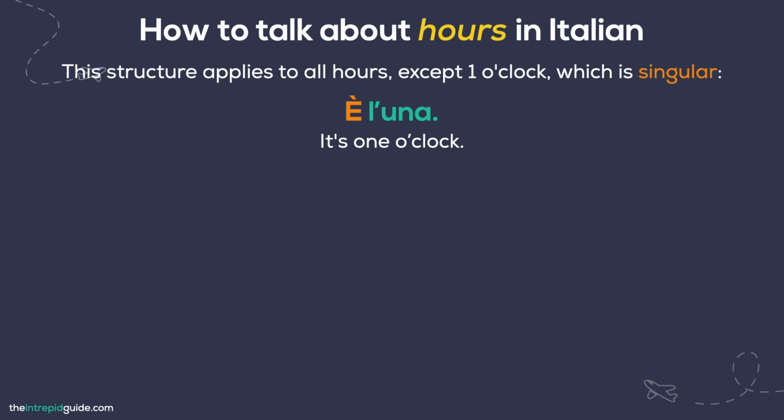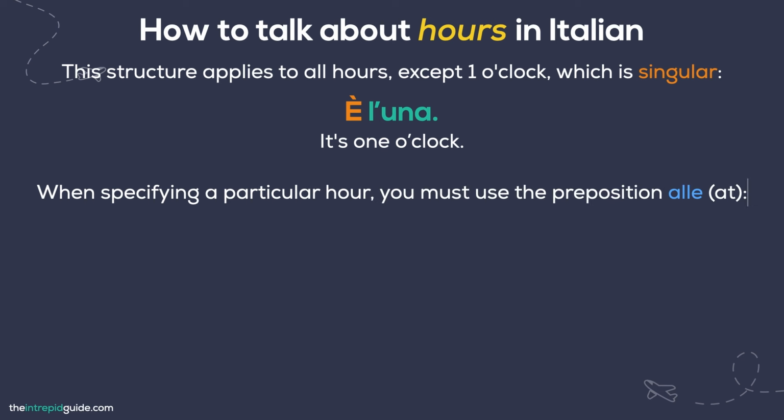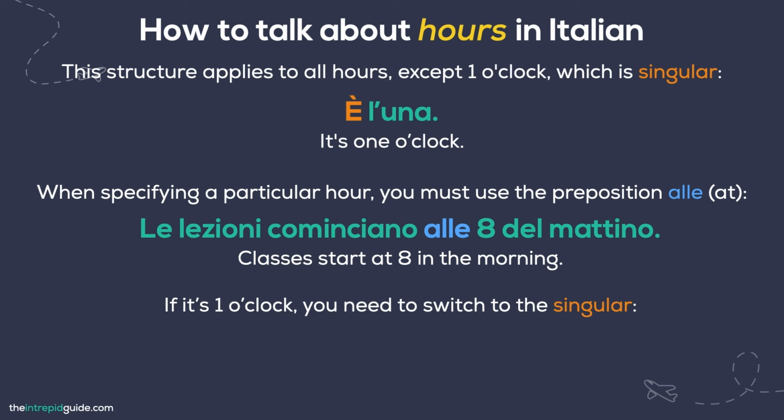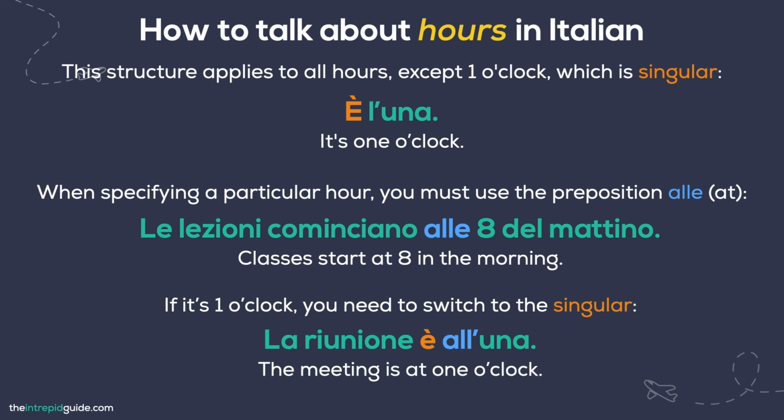It's 1 o'clock. When specifying a particular hour, you must use the preposition alle, at, as in the sentence, Le lezioni cominciano alle 8 del mattino. Classes start at 8 in the morning. Again, if it's 1 o'clock, you need to switch it to the singular form, which would be La riunione è all'una. The meeting is at 1 o'clock.